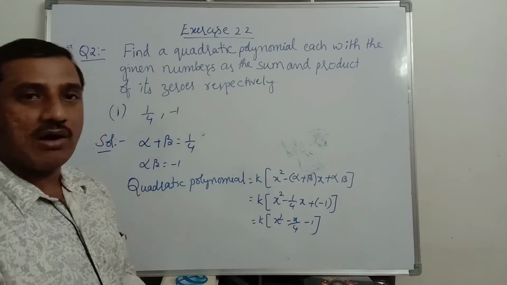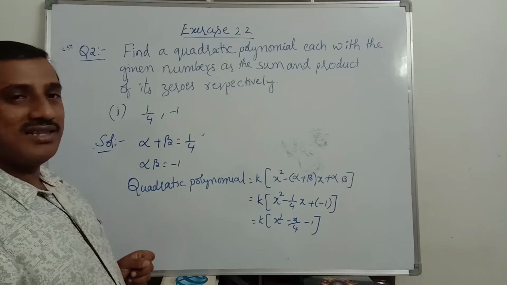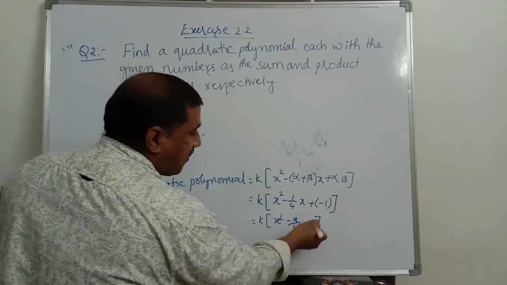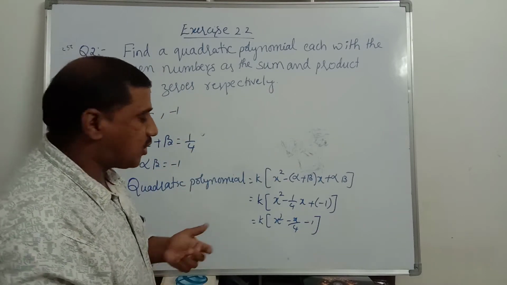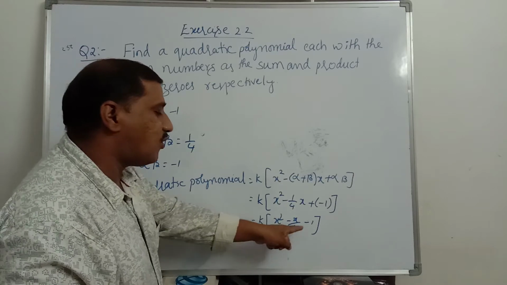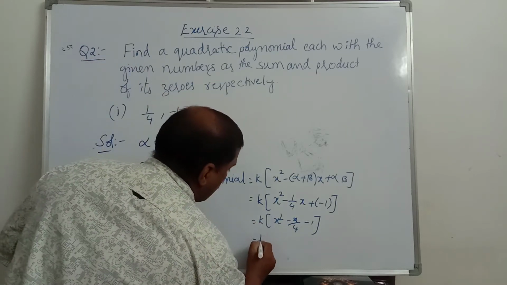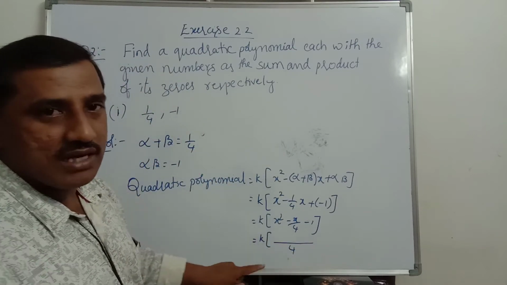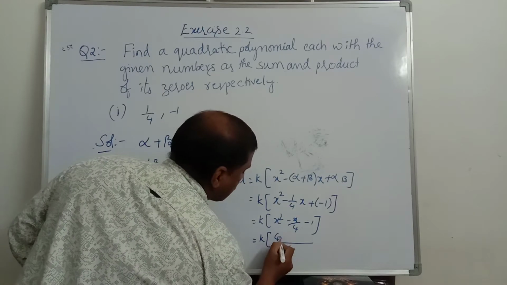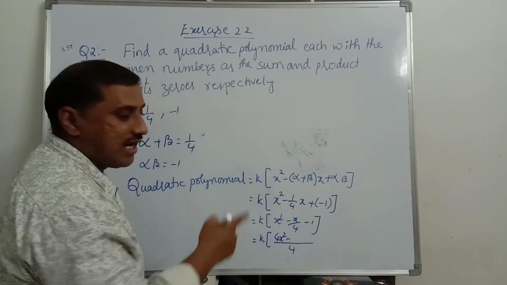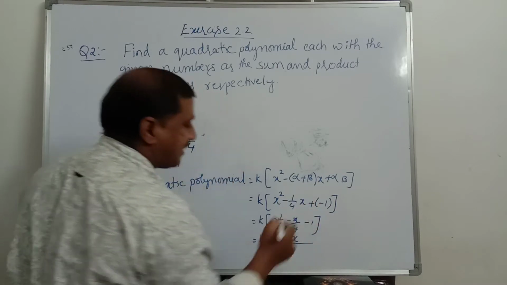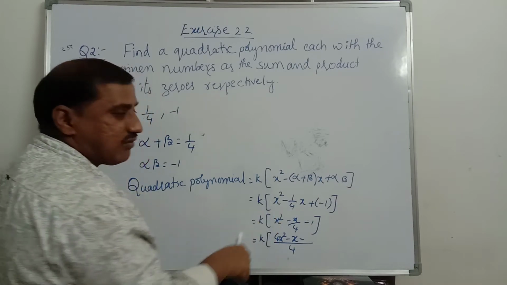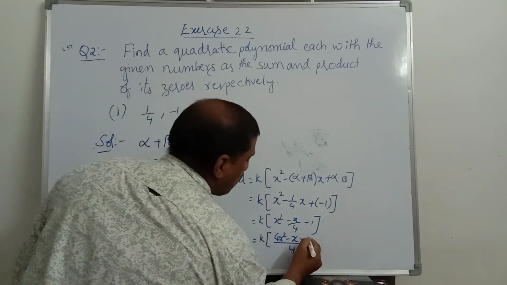Now for the middle term we have a denominator. Make the denominators of all the terms equal by taking the LCM. x square is x square by 1, and minus 1 is minus 1 by 1. The LCM of the denominators 1, 4 and 1 is 4. Therefore, k into denominator 4. Divide 4 by 1: 1 fours are 4, 4 into x square is 4x square. Minus 4 divided by 4 is 1, 1 into x is x. Minus 1 is 1 by 1, so dividing 4 by 1 the quotient is 4, 4 into 1 is 4.